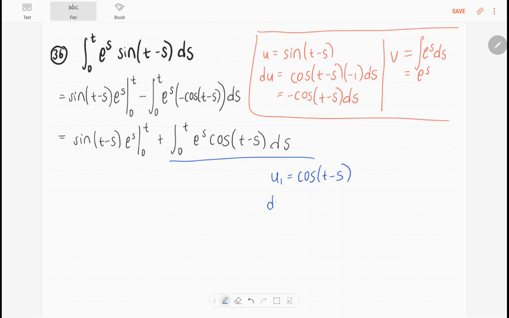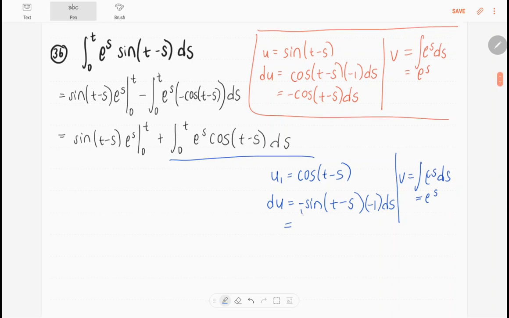Then du1 is going to be minus sin of t minus s multiplied by a minus 1 ds. The minus 1 is just the derivative of the minus s. And then v, once again, is the integral of e to the s, which is just e to the s. And I can just write this as positive sin because we have a minus and a minus. So this is just going to become sin of t minus s ds.